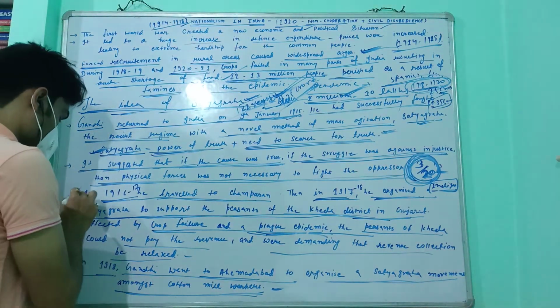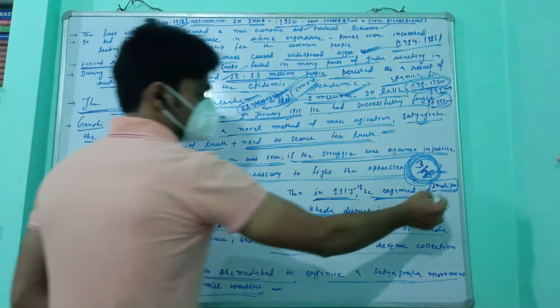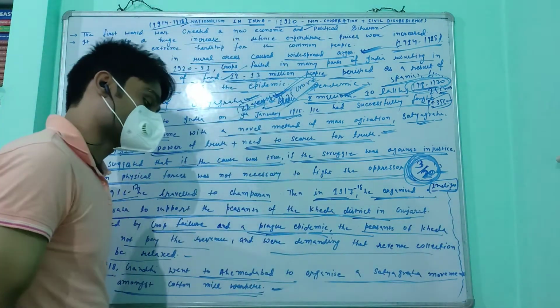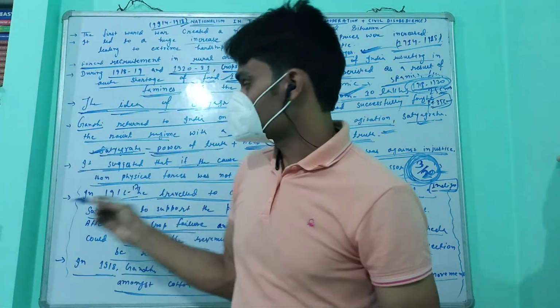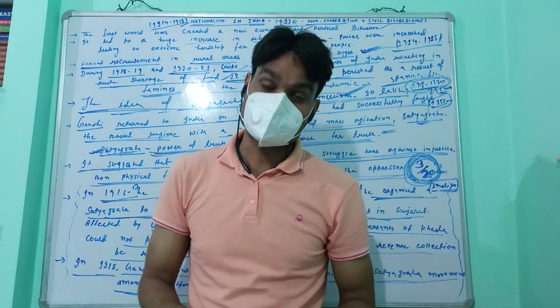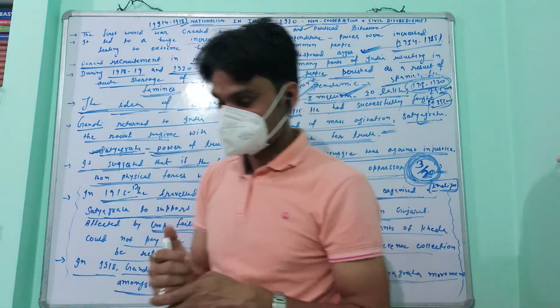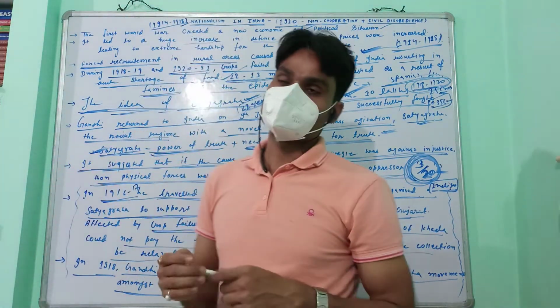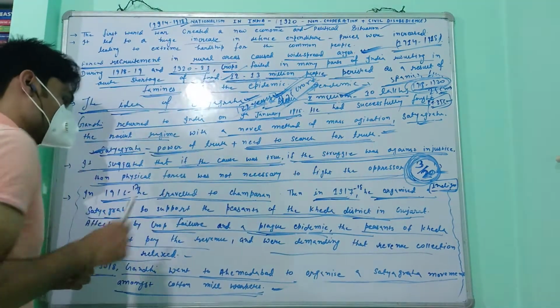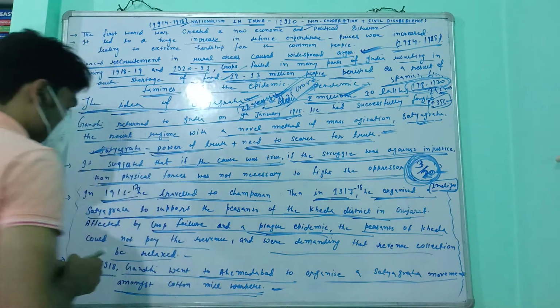So now we'll consider three movements led by Mahatma Gandhi, and after these three movements, Mahatma Gandhi emerged as a national hero. That's why it is said that always try to be a leader, not a follower. Right?